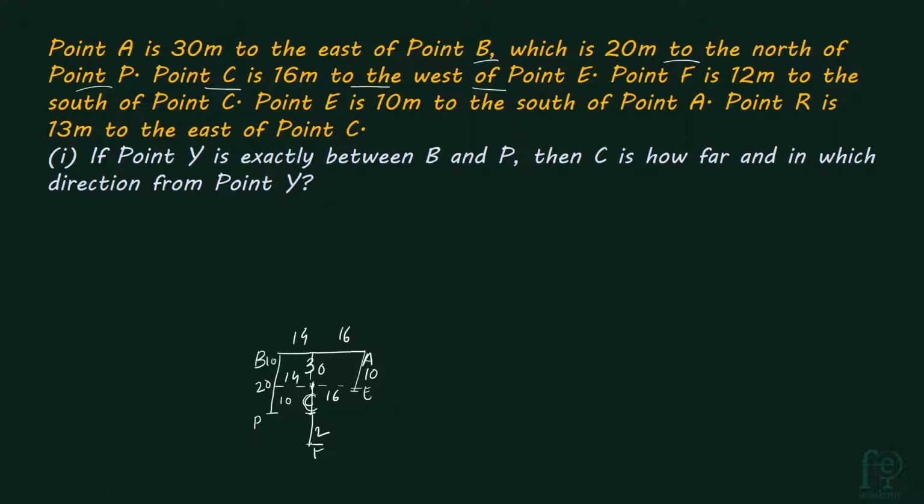Now point R is 13 meter to the east of point C. So here somewhere point R should come. Here the total distance is 16 meters, so somewhere in 13 meters point R should come. So this is 3 meters and this is 13 meters. So this is our final diagram.